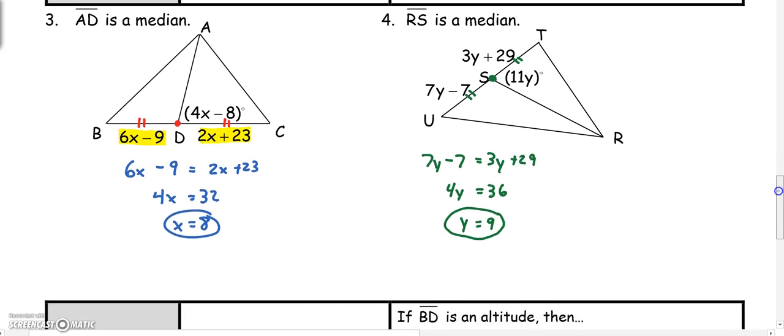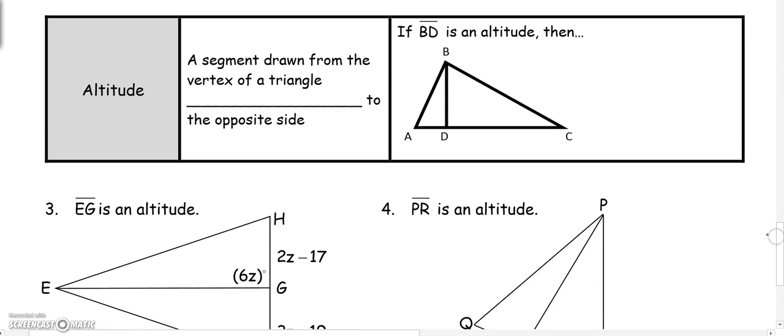The last new vocab word that we are going to look at is an altitude. An altitude is a segment that's drawn from a vertex and is perpendicular to the opposite side. Sometimes altitudes can be drawn outside a triangle. So if I had my triangle here, my altitude would be outside the triangle. But they're most useful when they are inside a triangle. So either way, an altitude is perpendicular, which means a right angle is formed at the intersection point. So let's use that idea to solve for a variable.